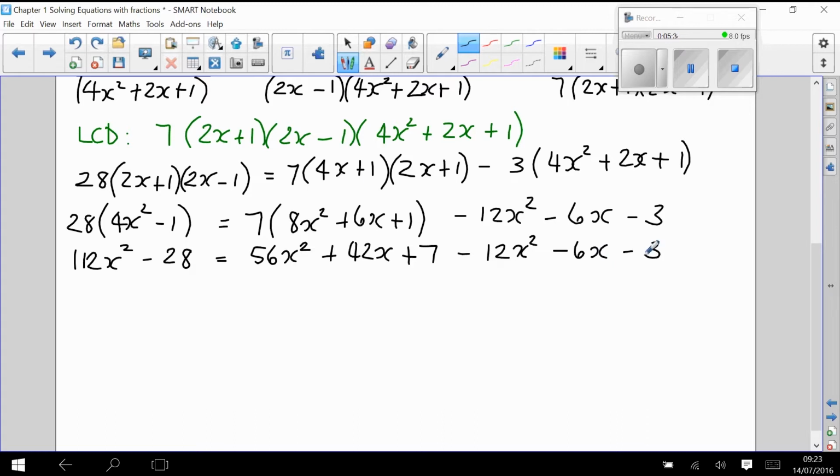As this is quadratic, I'm going to take all my terms to the left-hand side and add like terms. 112x squared minus 28 was already on the left-hand side, and so it remains for me to take all the terms that were on the right to the left. Each term, when it moves to the other side, changes sign.